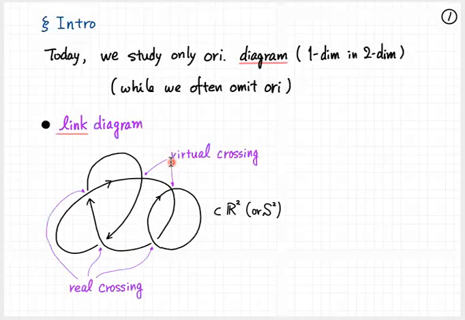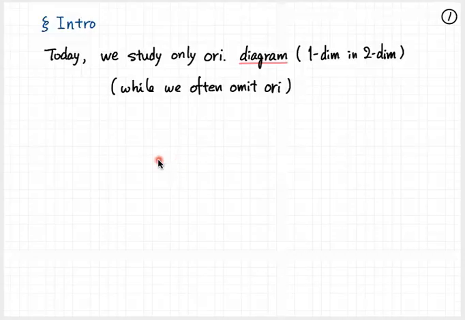Then let's start with the introduction. Today we study only oriented diagrams, which means one dimension in two dimensions. We consider two kinds of diagram. One is link diagram, the other one is string link diagram.